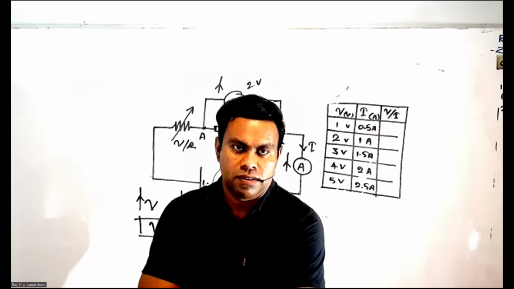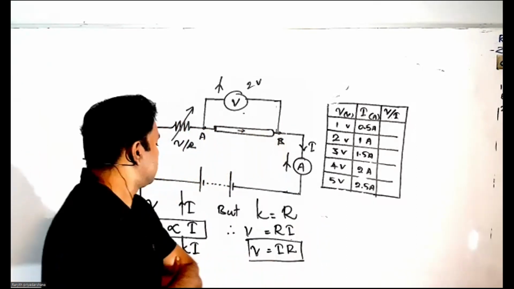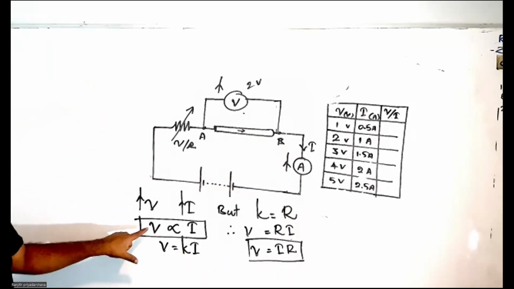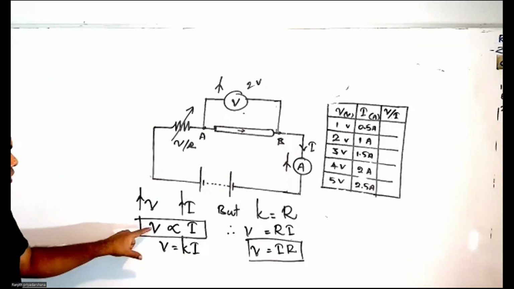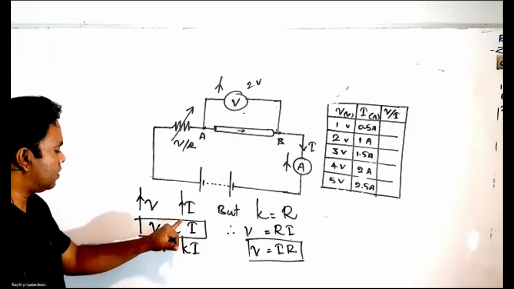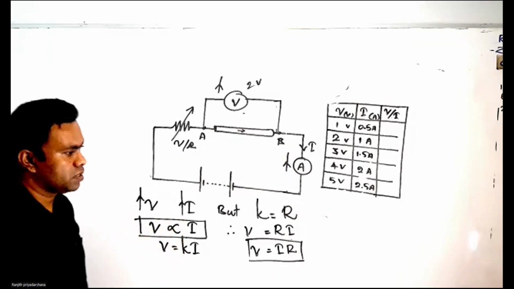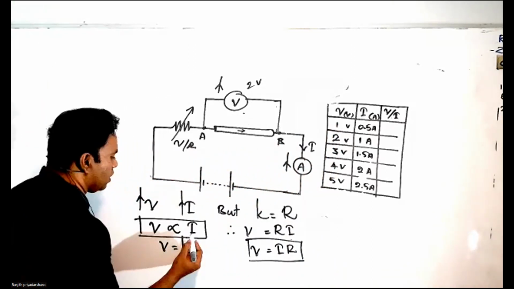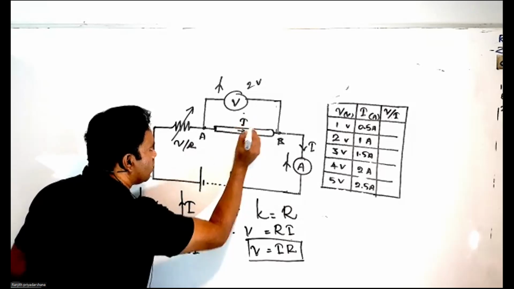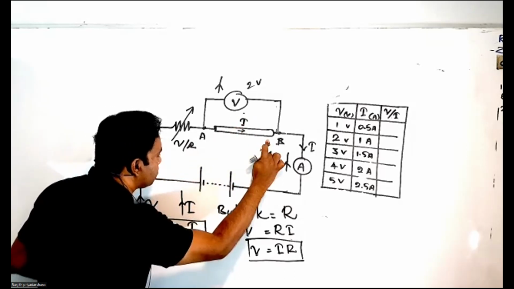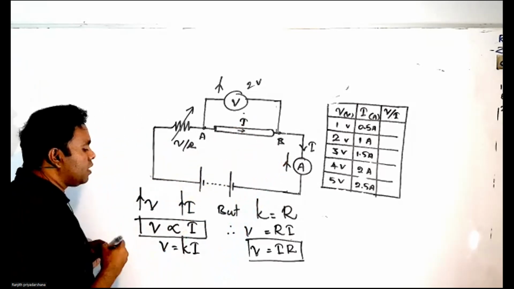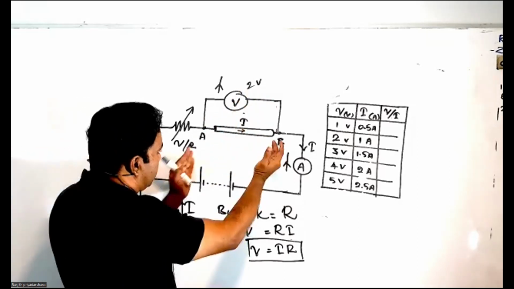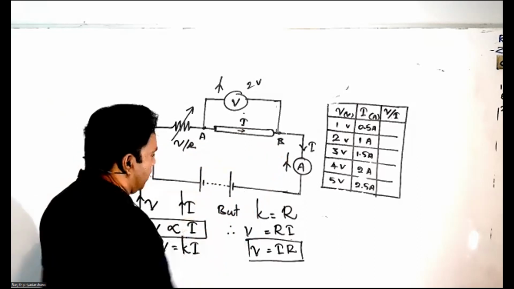Right. Here's the Ohm's law. So the electric current is directly proportional to the electric potential difference. The electric current that passes through a conductor is directly proportional to the electric potential difference that exists between two ends of the conductor.